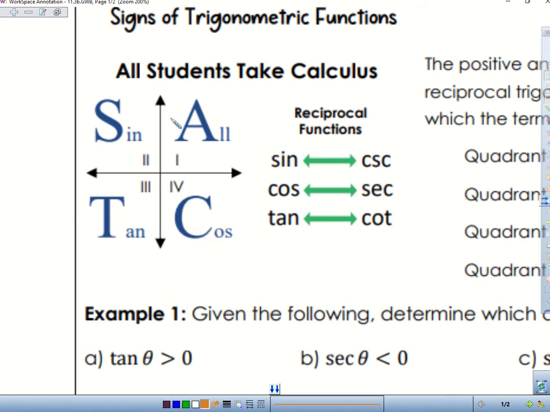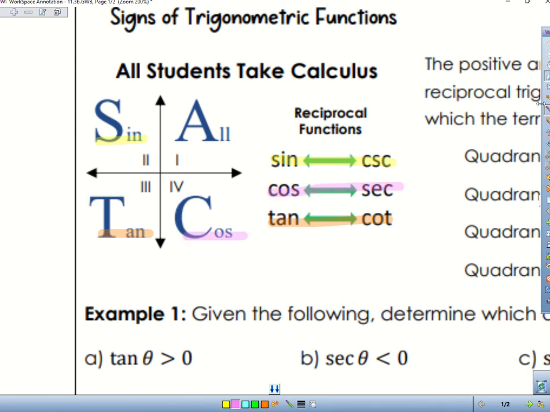In the first quadrant, all the trig functions are positive. In the second quadrant, only sine is positive. And when I say only sine, I'm also referring to its reciprocal function. Okay, so sine and its reciprocal. In the third quadrant, only tangent and its reciprocal are positive, okay? And then in the fourth quadrant, only cosine and its reciprocal are positive.